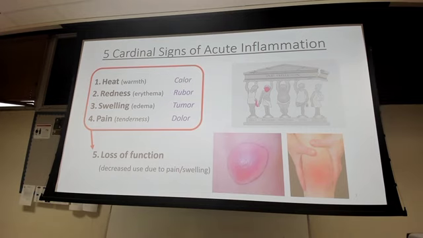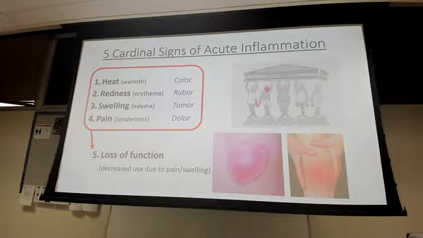We have pain. Now this pain is typically due to a few different things, but one of the primary things is if we have swelling, we can actually cause pressure on our nerves that tell us if we're feeling pain or not. So that swelling can cause that pain that we're feeling. Some other mediators of inflammation will cause pain, and I'll show you that here in a minute. But we also have loss of function.